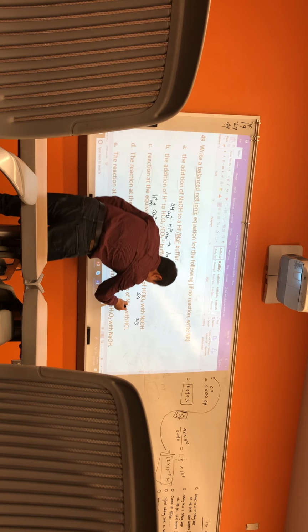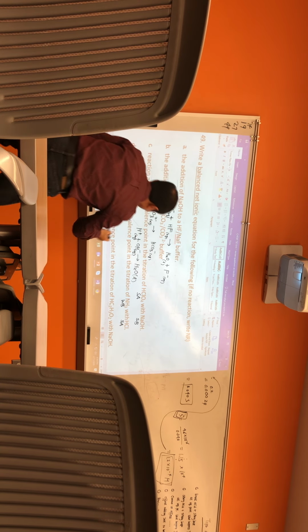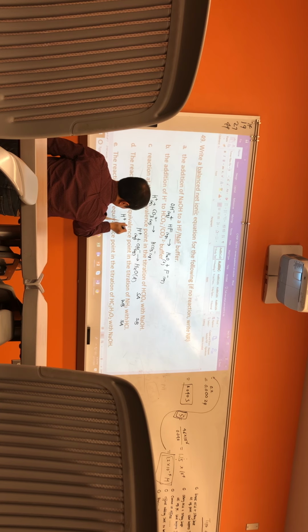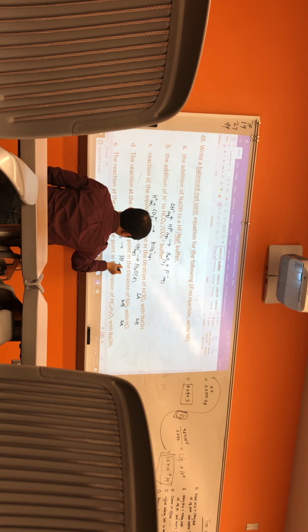Weak base with strong acid. The strong acid forces the weak base to react as its conjugate acid.